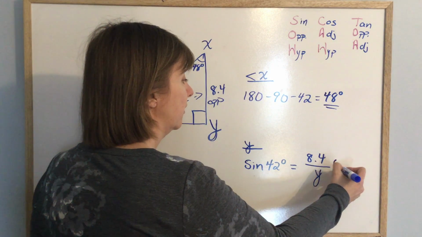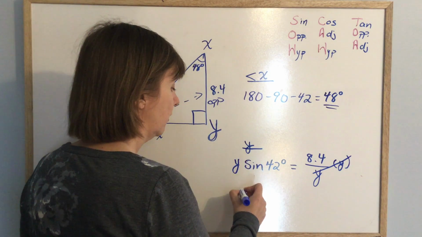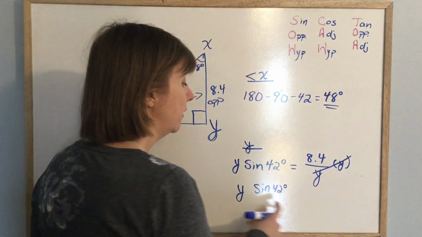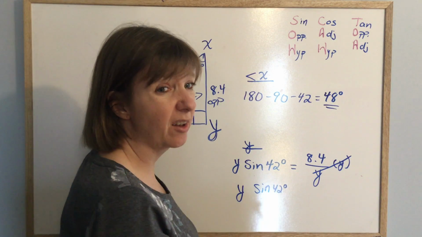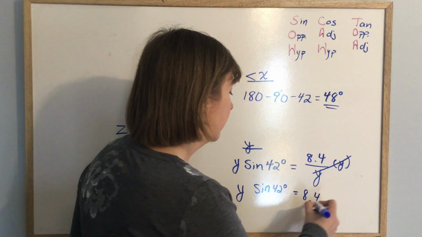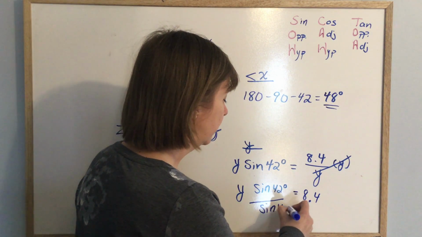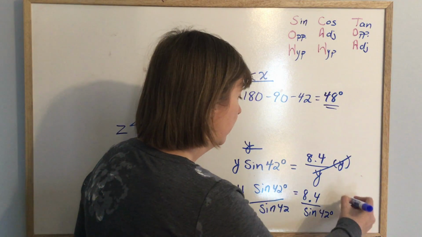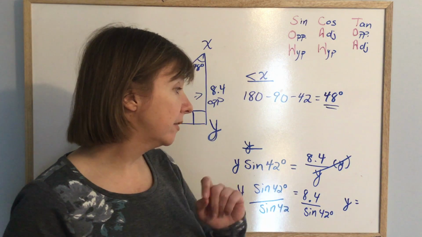Now I would just rearrange this. I want to get the y by itself, so I'm going to multiply this side by y so that they cancel. So now I have y times sine of 42. If you wanted to, you could go to your calculator and change sine of 42 into a decimal. I don't bother. And that's equal to 8.4. Now again, I want to get the y by itself, so I'm going to divide this side by sine of 42. So I'm going to go to my calculator and put 8.4 divided by sine of 42.